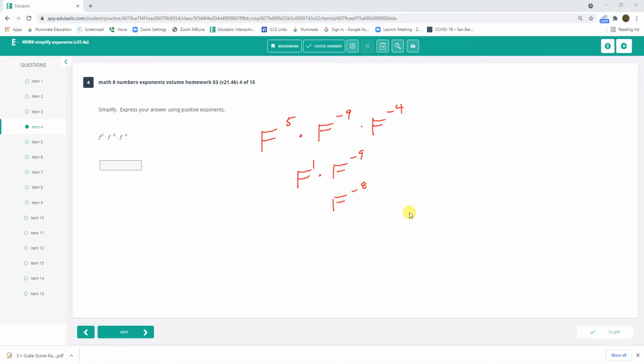Good. I just did my base adds. Now I'm going to use up my ticket. That's going to become 1 over f to the 8th. So 1 over f raised to the 8th power. Do a check answer on that. That looks good. Let's go on to item 5.